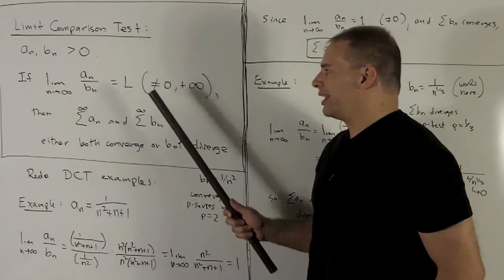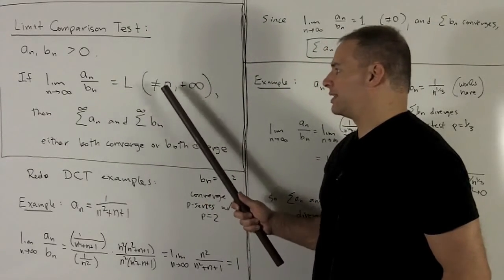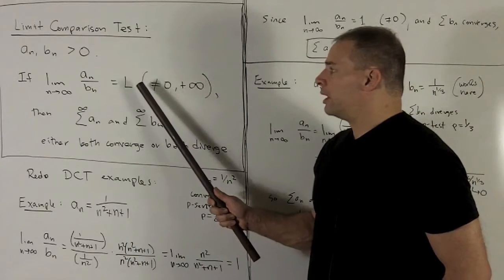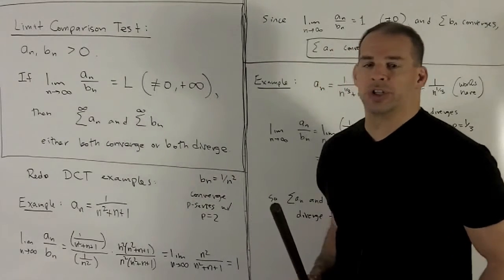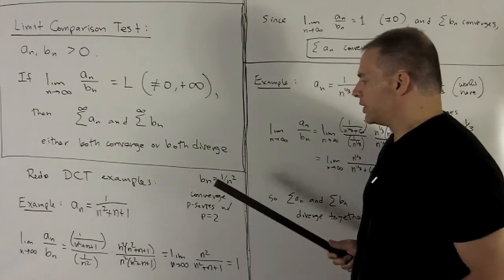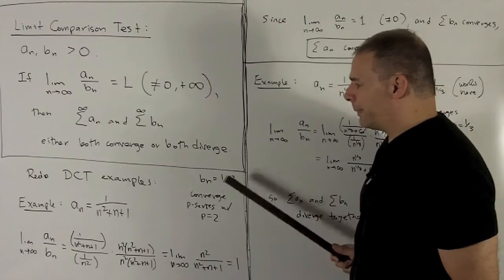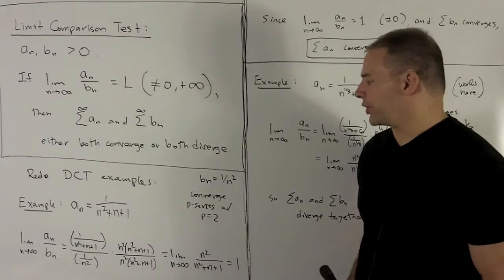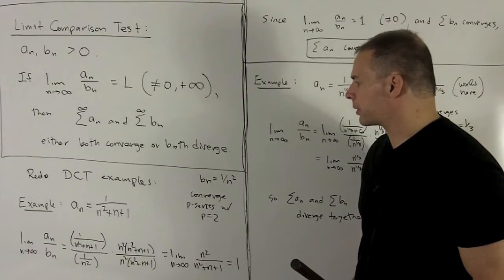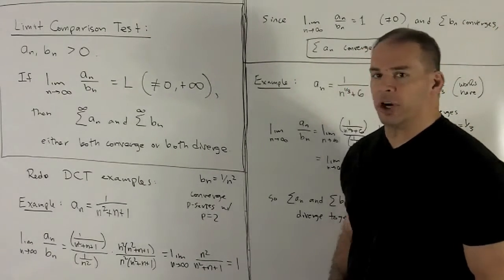Well, the test says we have an L equal to 1. It's non-zero, not infinite. So that means these two series either converge or diverge together. Since b sub n converges as a series, that means a sub n has to converge also as a series. So our series converges.